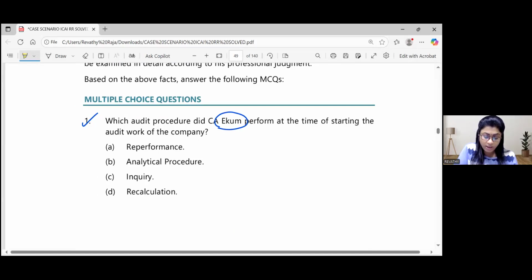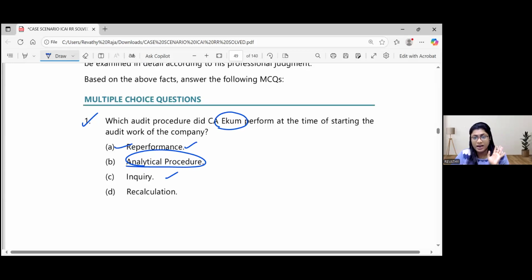Reperformance is when you execute the procedures again. Enquiries are when you ask. Recalculation is for arithmetical accuracy. Here it is the GP ratio, so it is analytical procedure. So can we go to the next one?